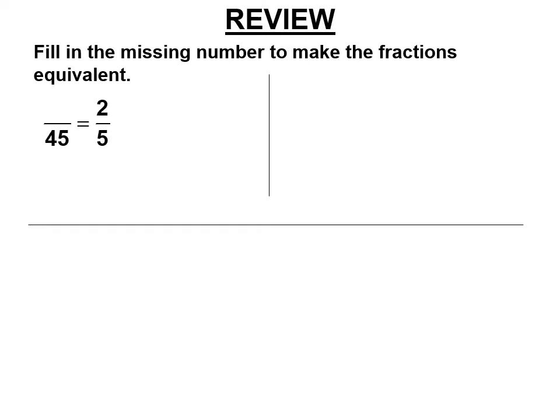Fill in the missing numbers to make them equivalent. 45 divided by what makes 5? 9. What divided by 9 makes 2? 18. 8 times nothing makes 12, but we can simplify that to 3/4. 4 times 3 is 12. 3 times 3 is 9.